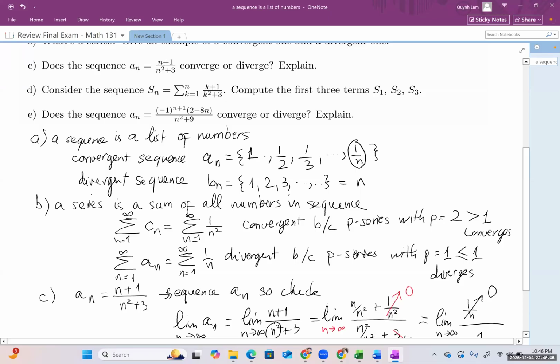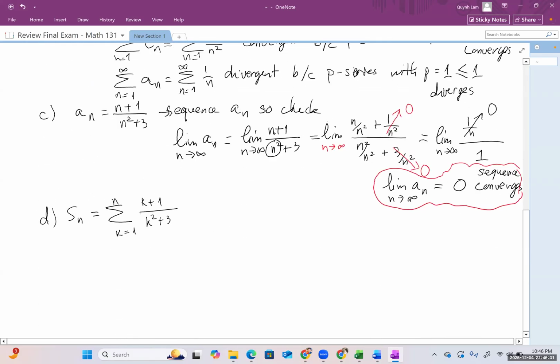So this is a sequence that's going to be the value of this series, right? The sequence right now will have three terms, S1, S2, S3. We need to find those.